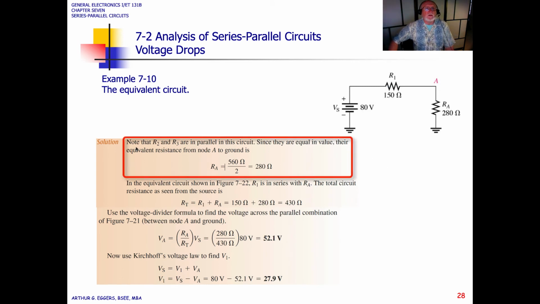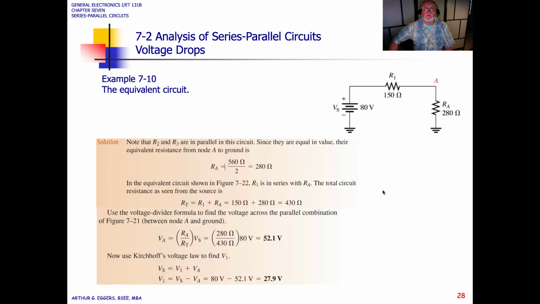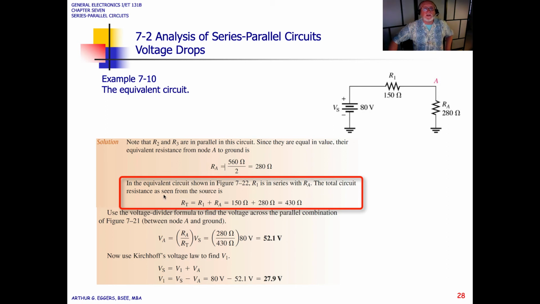Note that R2 and R3 are in parallel in this circuit. R2 and R3 right there are in parallel. Both have the same 560 ohm value. Since they are equal in value, their equivalent resistance from node A to ground is 280 ohms. In the equivalent circuit shown here, R1 with the equivalent resistance RA of 280 ohms, the total circuit resistance seen from the source is a series circuit, the sum of R1 and RA, which gives us 430 ohms.